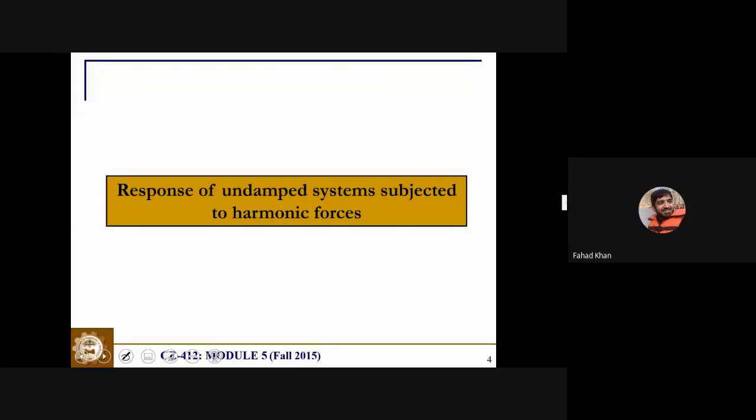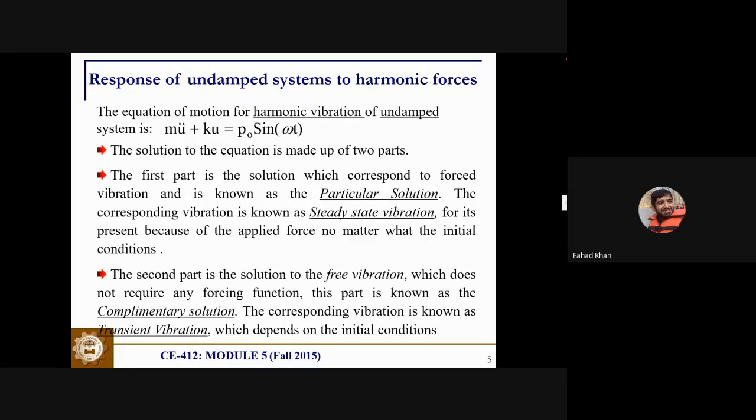Now, how will the structure respond to these harmonic forces? The equation of motion for harmonic vibration of an undamped system can be given by this equation here. Now, we can see that this is a non-homogeneous ordinary second order differential equation, and so it will have two solutions. One will be the particular solution and the second is the complementary solution.